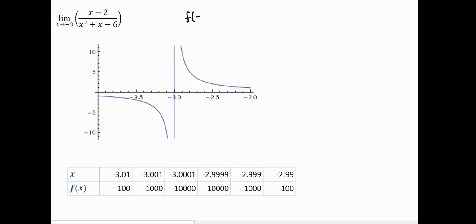Let me rewrite that 3. So we're still in the same situation as before. However, there is a problem.